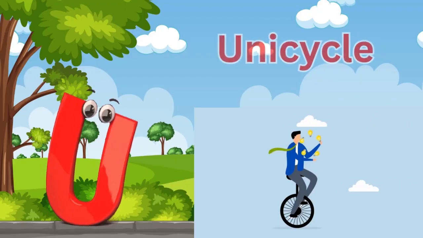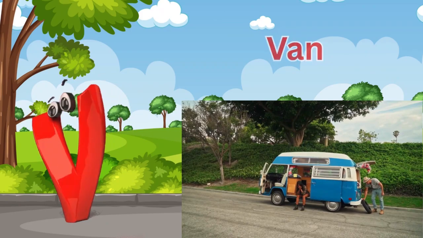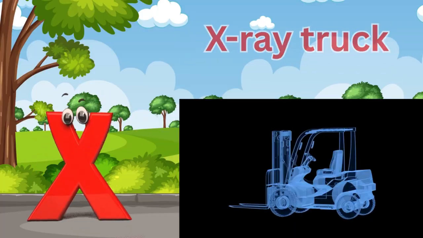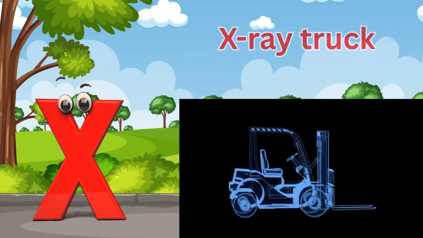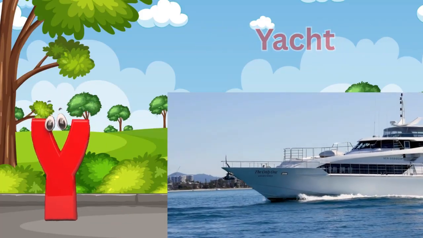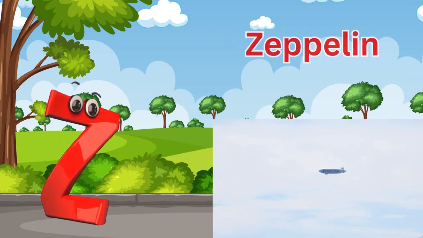U is for unicycle. V is for van. W is for wheelbarrow. X is for X-ray truck. Y is for yacht. Z is for zeppelin.